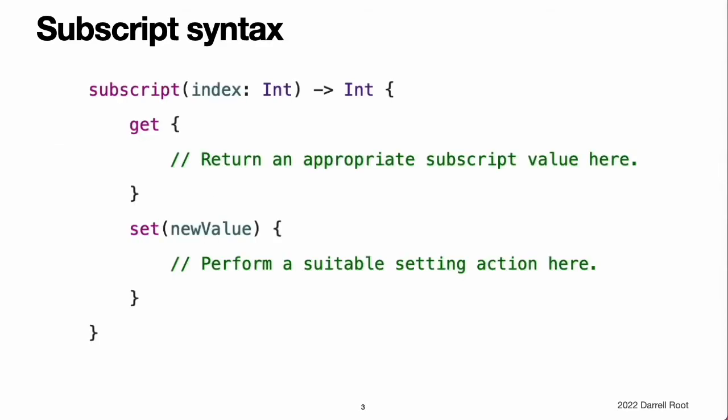Subscripts are not limited to a single dimension, and you can define subscripts with multiple input parameters to suit your custom type's needs. Subscript syntax. Subscripts enable you to query instances of a type by writing one or more values in square brackets after the instance name. Their syntax is similar to both instance method syntax and computed property syntax. You write subscript definitions with the subscript keyword and specify one or more input parameters and a return type in the same way as instance methods.